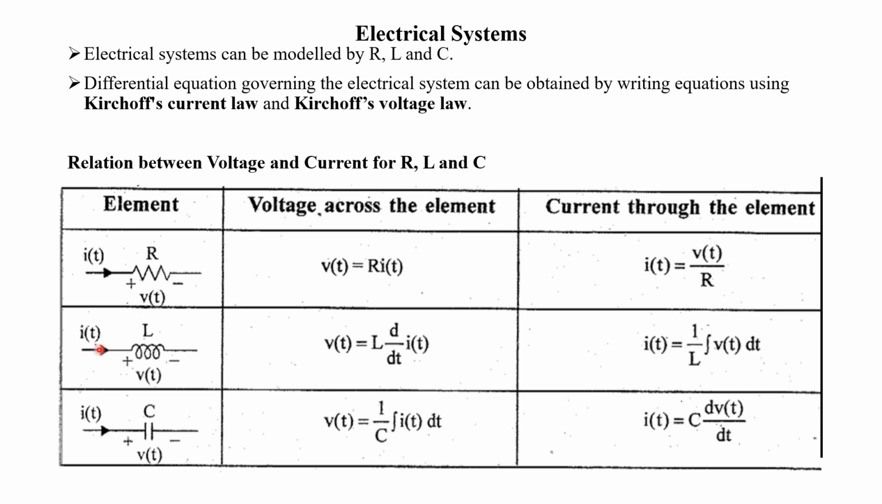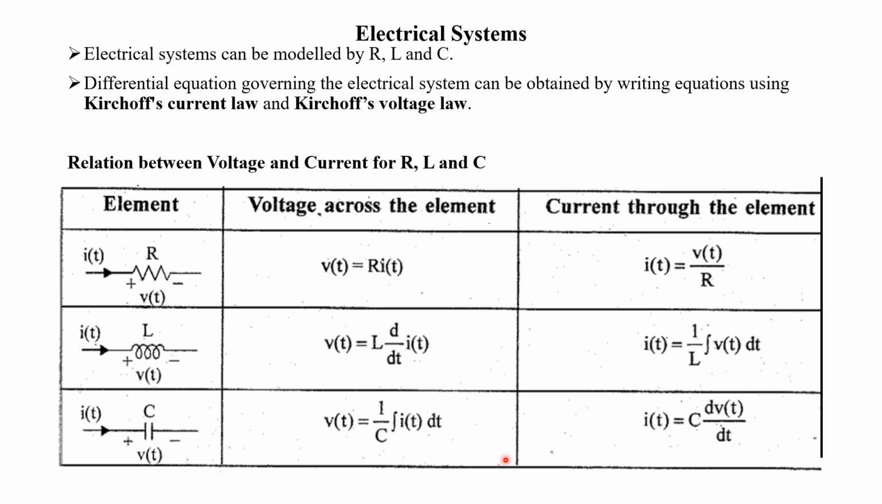Similarly, if you are considering an inductor, it will be represented like this. If V of t is the voltage drop across the inductor and I of t is the current flowing through the inductor, then we can write the voltage V of t as L into d I of t divided by dt. Similarly, we can write I of t as 1 by L into integral V of t dt. And for the third element, the capacitor C, the voltage will be 1 by C into integral I of t dt, and the current I of t will be C into dV by dt.